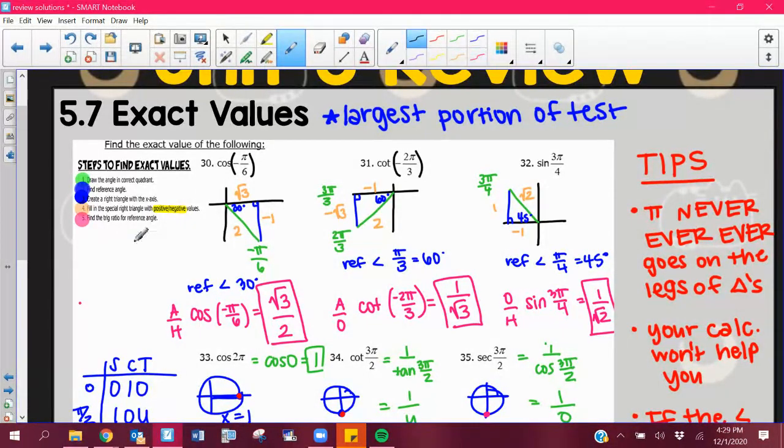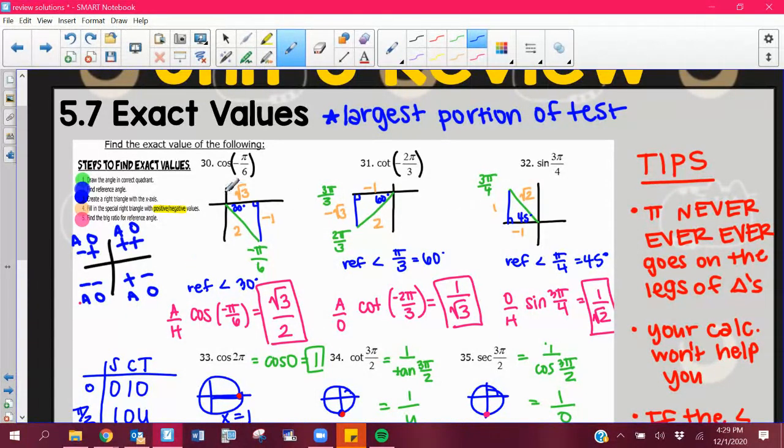You can always think about this little chart from when you were learning how to plot ordered pairs. In these cases, your x is your adjacent leg and your y is your opposite leg. So in quadrant 2, your adjacent leg would be negative and your opposite leg should be positive. Your adjacent should be negative and opposite should be negative as well in quadrant 3. And then in 4, your adjacent leg should be positive and your opposite leg should be negative. So if that helps, use it.